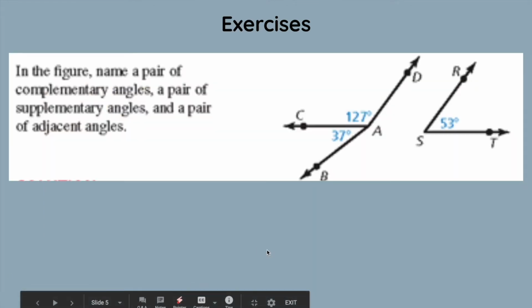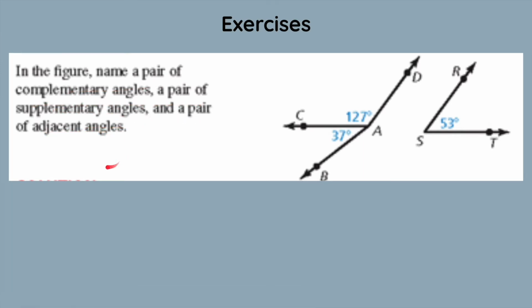So let's move on to some exercises. In the figure, name a pair of complementary angles, a pair of supplementary angles, and a pair of adjacent angles. For this, we have to remember our definitions that we just went over in our core concepts. Starting off with complementary, it's two angles that add up to 90 degrees. So we have angle CAB and angle RST. 37 plus 53 equals 90 degrees. So that would be our complementary angles.